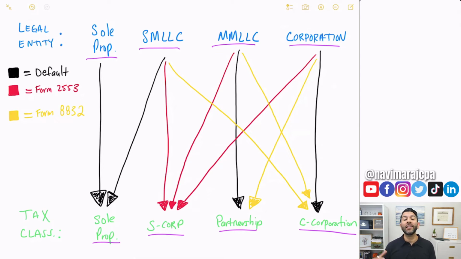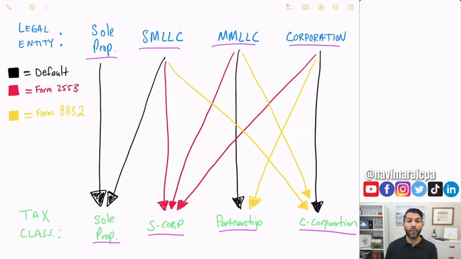But what if you don't want to be taxed as an S corporation? Well, then you can complete Form 8832, and you can have your single member LLC or multi-member LLC taxed as a C corporation. Or you can even use Form 8832 to have your C corporation taxed as a partnership, all right? That's what the yellow lines signify. You can see there's a yellow line from single member LLC to corporation and multi-member LLC to corporation, as well as from corporation to partnership.